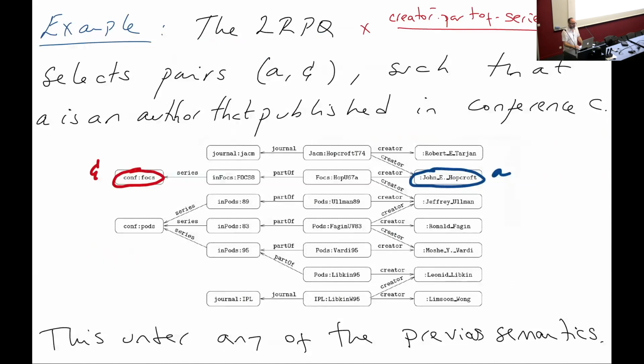So now we can extract what we want. We can extract the pairs A and C such that A is an author that published in conference C. We say creator, minus part of, and series. This will give us what we want, of course under any of the previous semantics again.